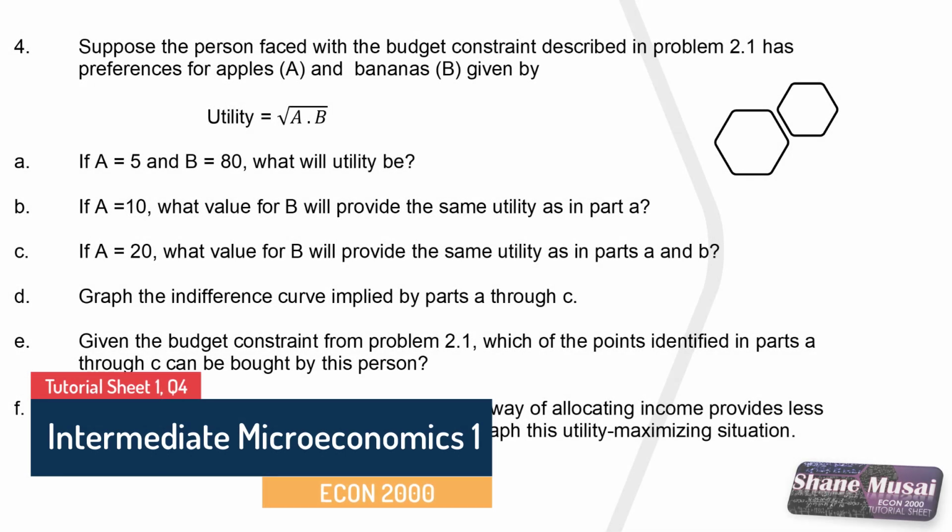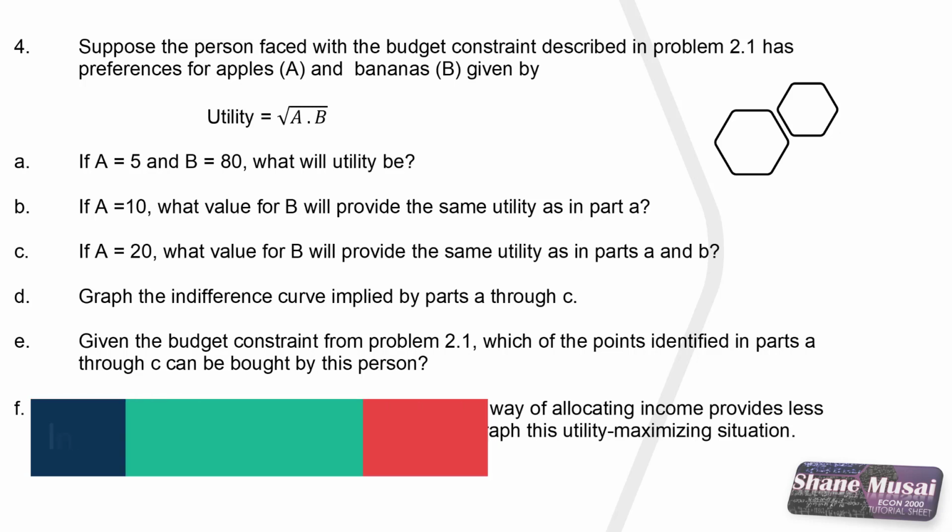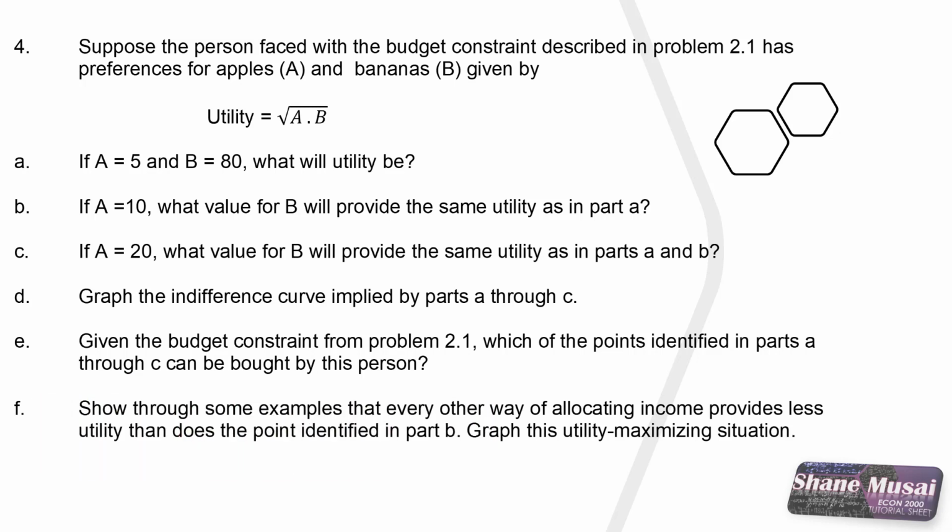Hi again. So previously we looked at a question that talks about apples and bananas, and now we reach question 4, which is relating to that question. It says, suppose the person faced with the budget constraint described in problem 3 has a preference for apples and bananas given by utility equals the square root of A times B.